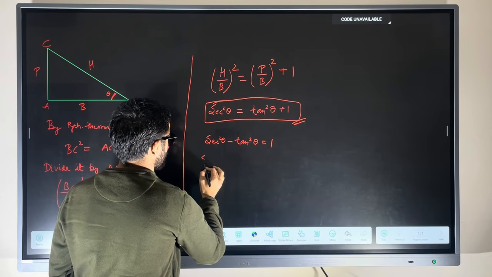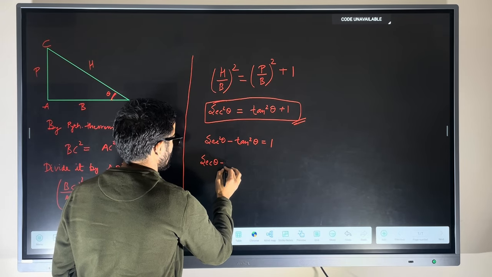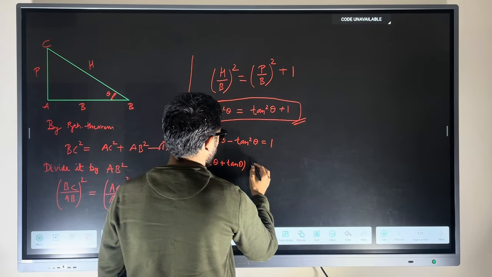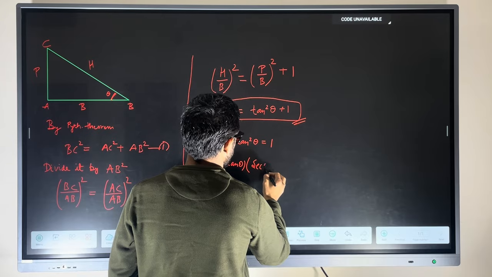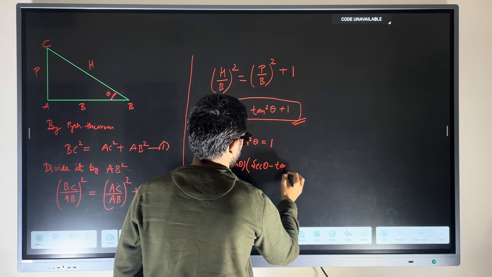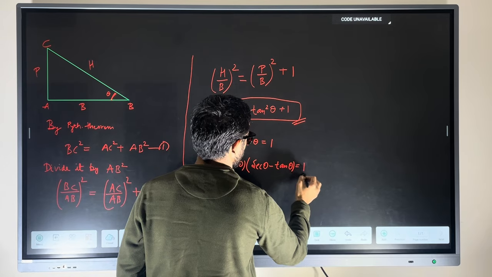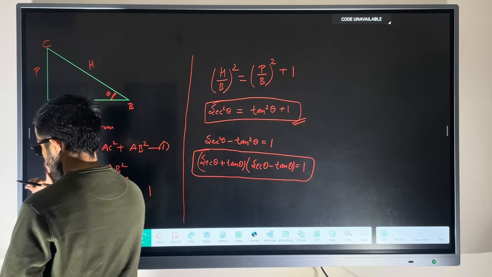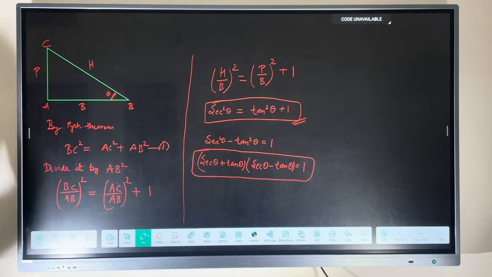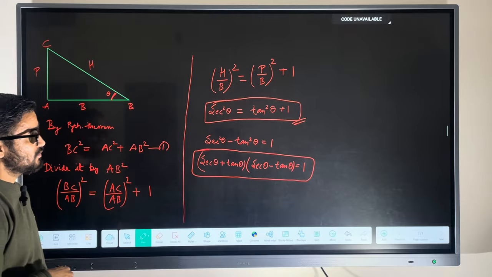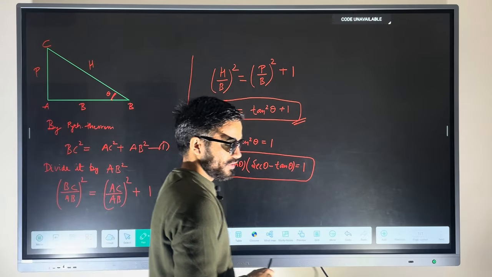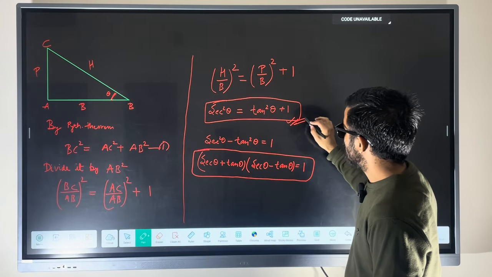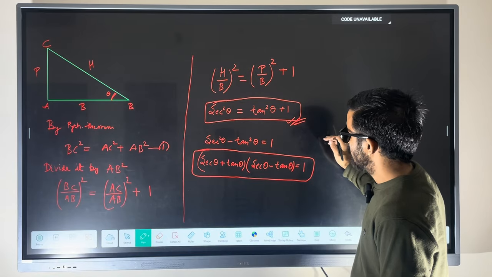Now we can write it as a plus b into a minus b, that is (sec theta plus tan theta) into (sec theta minus tan theta) is equal to 1. So now we have derived three formulas. First one was sin square theta plus cos square theta equal to 1. Second one was cosec square theta equals 1 plus cot square theta. And third one is sec square theta is equal to tan square theta plus 1.